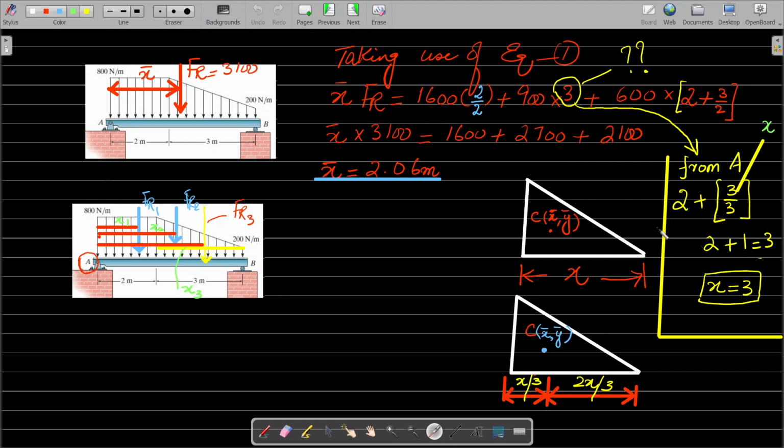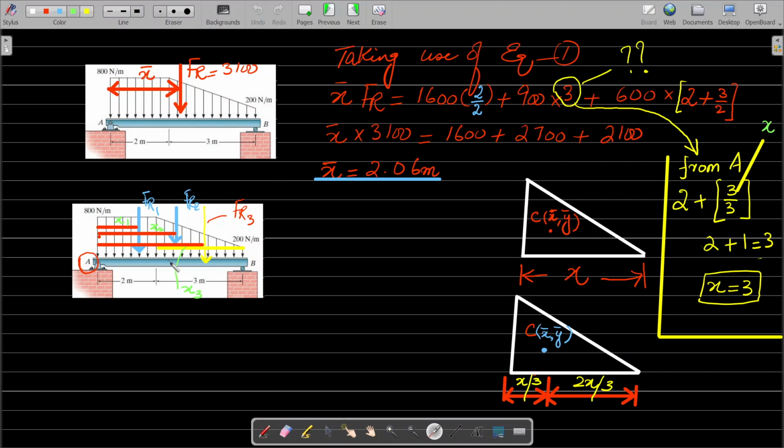So from A, for the triangle, it will be 2 meters from here to here, plus x by 3 of the total length. Since x equals 3, divided by 3 it gives 1. So it will be 2 plus 1, and remember, this x is this one. So 2 plus 1 equals 3. That is why we get 900 into 3.